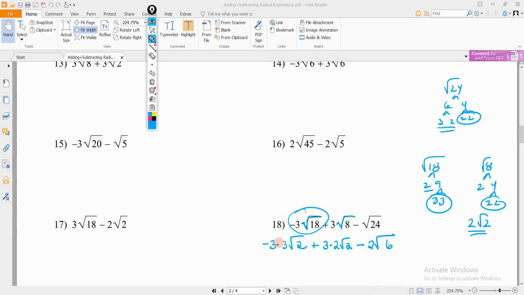So now, just to kind of simplify, negative 3 times 3 is negative 9, so I've got negative 9 radical 2's. Here I got plus 3 times 2, so 6 radical 2's. And then minus 2 radical 6's.